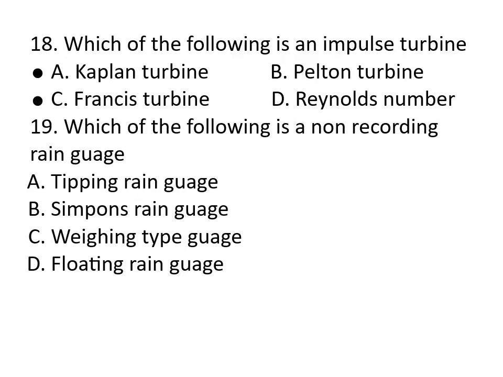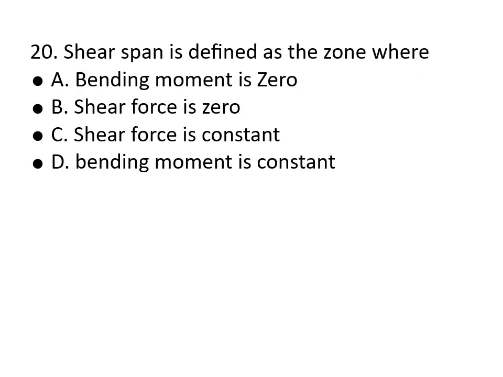In 18th question, which of the following is an impulse turbine? Option B, Pelton turbine. Option A, Kaplan turbine, and option C, Francis turbine, both are reaction turbines, and Pelton turbine is an impulse turbine. In 19th question, which of the following is a non-recording rain gauge? Option B, Simpson's rain gauge is a non-recording rain gauge.